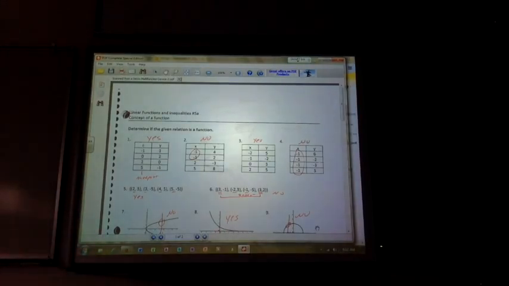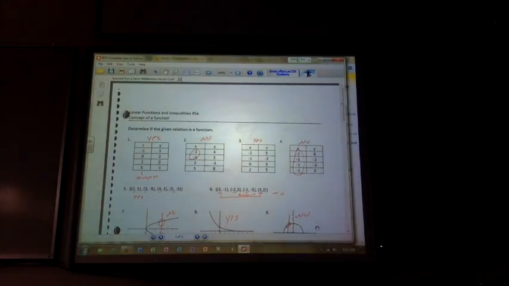And then 5 and 6, yes, it's a function because none of the x values repeat. You have 2, 3, 4, and 5. Those are the x values. They don't repeat. Number 6, it looks like the 3 and the 3 on the first and last one happen to repeat, so that creates not a function.